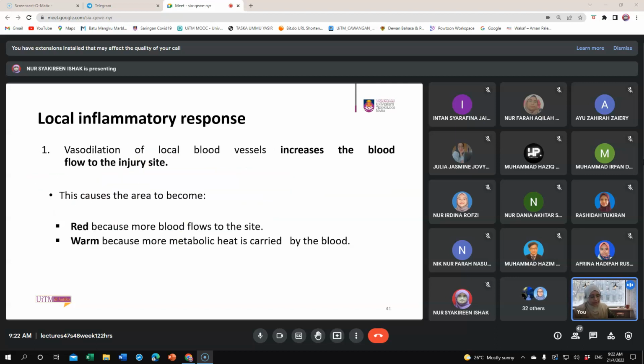Okay, so local inflammatory response, vasodilation of local blood vessel increases the blood flow to the injury site. Okay, so this causes apa? Redness tu tadilah, redness. Okay, red because more blood flows to the site, and also warm. Why warm? Because more metabolic heat is carried by the blood. So awak akan rasa macam kat situ ada panas sikit kan. So that is due to the metabolic heat brought by the more blood that flows to that injured site due to vasodilation tadi, due to histamine released by mast cell.